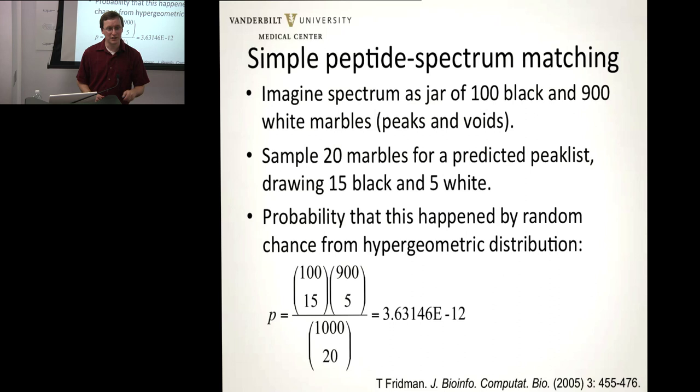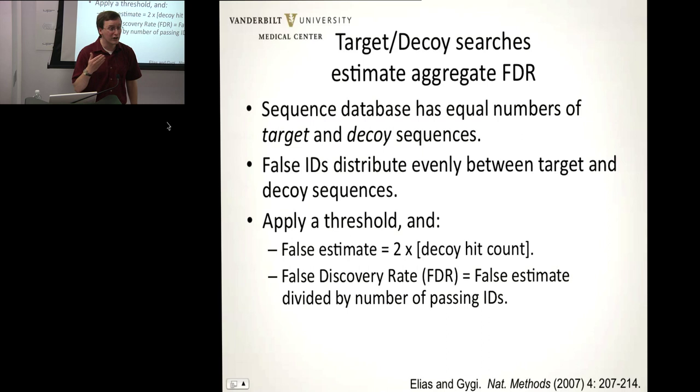So we move on to an empirical way to evaluate what scores are meaningful, reflecting a good match, and what scores are bad. Now, when I was a grad student, I wrote some software called DTA Select that would let people go through a whole pile of SEQUEST IDs and figure out which ones were good and which ones were bad. But we struggled mightily with this question of how we decided which ones were good and which ones were bad.